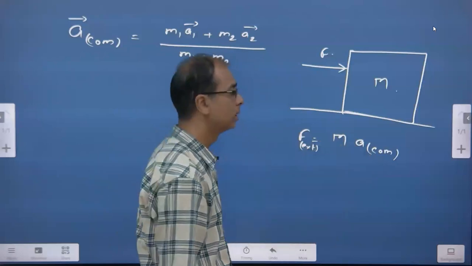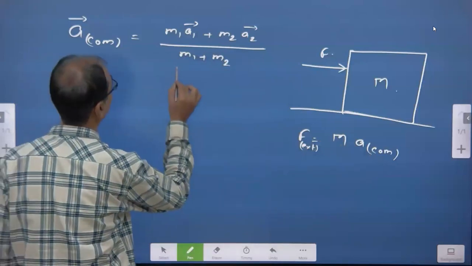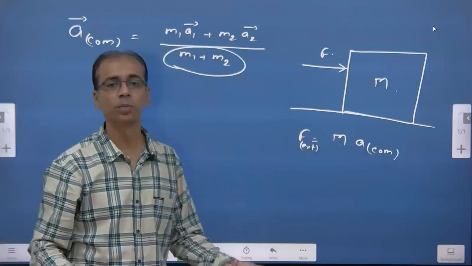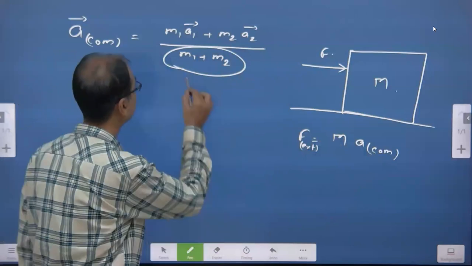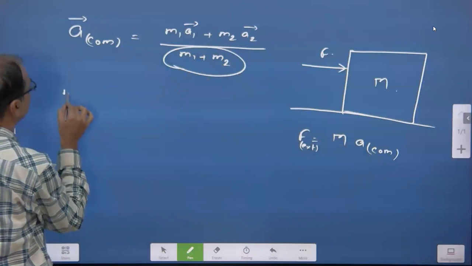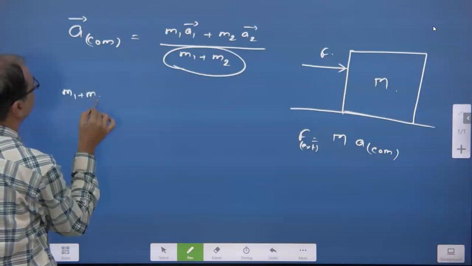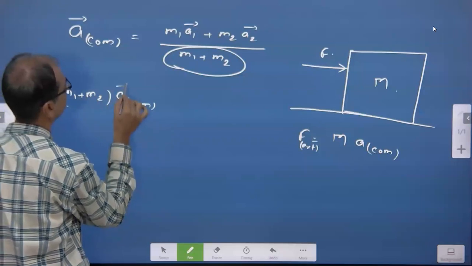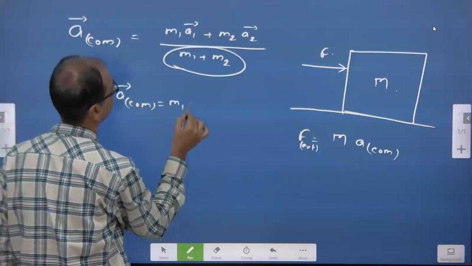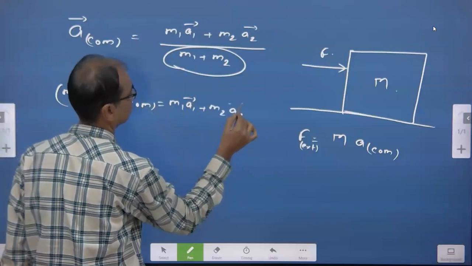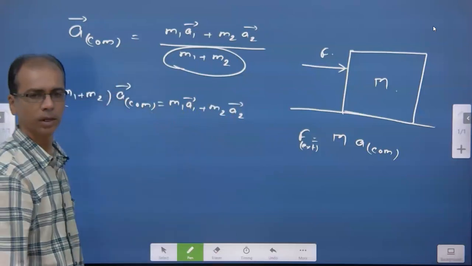So fine. Let's come over here. What is this m1 plus m2? That's again the total mass of the system because we are having a two particle system only. So it becomes m1 plus m2 into acceleration of center of mass equal to m1a1 plus m2a2. Fine, no problem in that.